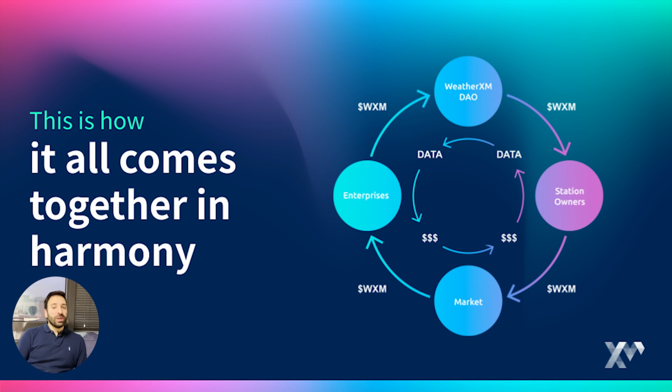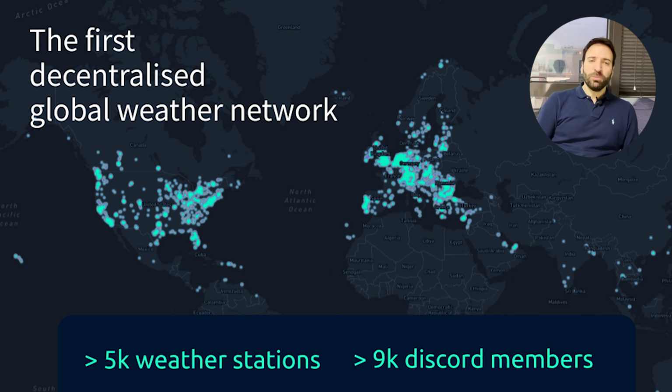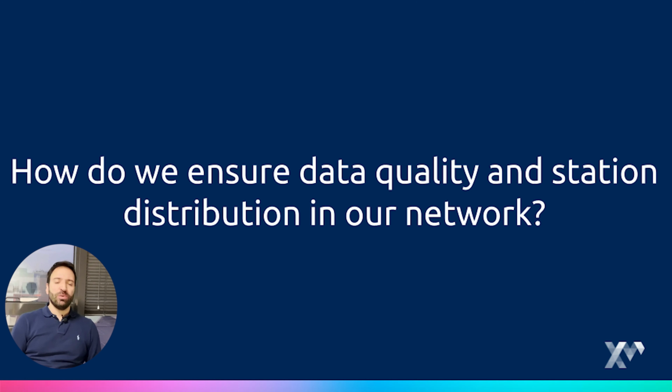And that's the way that we create a cyclic economy where the network token is distributed to station owners for the data that they provide, who can actually convert tokens to money or services. Then enterprises buy token to use data and services, and thus money returns to the network. In such a way, we are creating the first decentralized global weather network, and till today we have a growing network of 5,000 weather stations on the planet in less than 3 years, and a community of more than 9,000 members. And now let's get deeper into our mechanisms, showing how we process all this weather data.